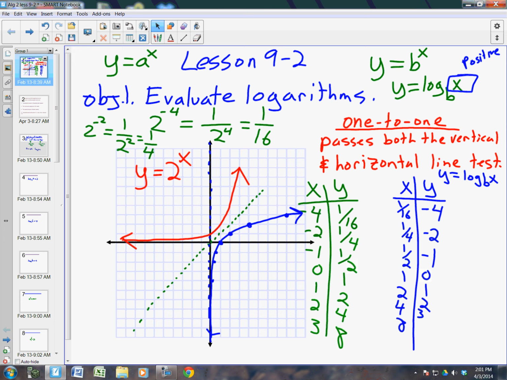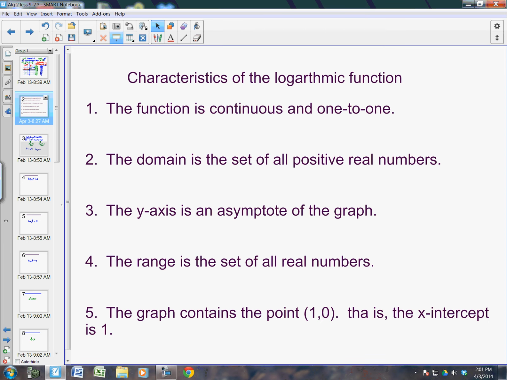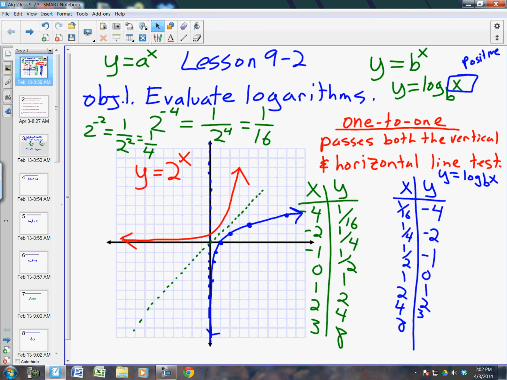Just like the exponential function passes the horizontal line test, passes the vertical line test, and to have an inverse, it has to pass both tests, right? And so it does pass both tests, and so the inverse is also a function. So it's one-to-one, which means that inverse is also a function. Number two, the domain is the set of all positive real numbers. We can see by the graph, we just talked about it, that it only exists to the right of the y-axis.